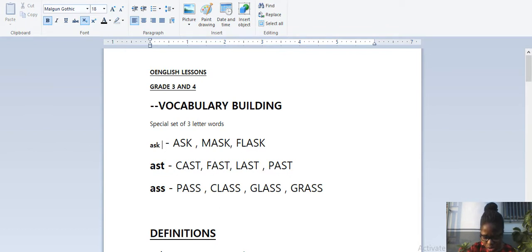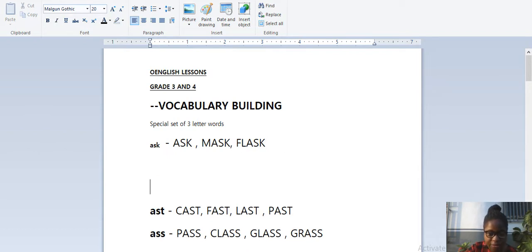Let's just jump straight into it. So we're going to start with ASK first, and then we'll move on to AST, and then move on to ASS. As you can see, I've typed the 3 words that carry these 3 letters at the end of these words. So if we start with ASK, we have ask in itself, the word ask. Then we have mask and we have flask. So let's jump straight into how they are used.